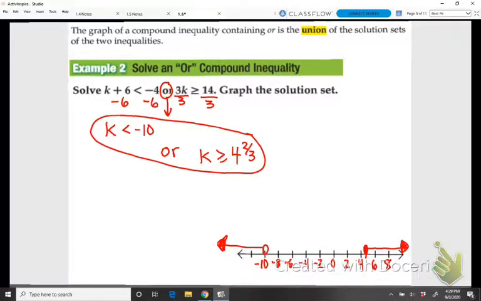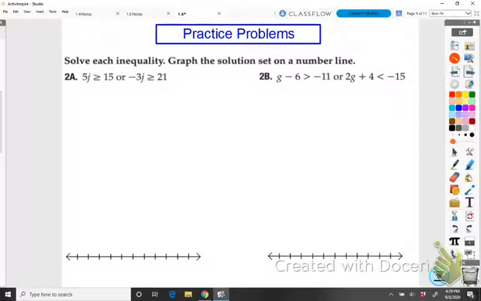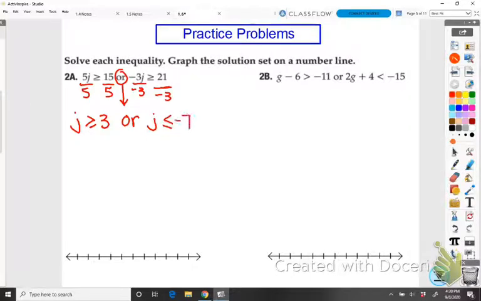So let's look at 2 more. So 5j is greater than or equal to 15. So one step, solve, divide by 5. J is greater than or equal to a 3. Make sure you write down the word or. And this one, once divided by a negative 3. Remember, when we divide by a negative, the sign flips. So this is less than or equal to negative 7.